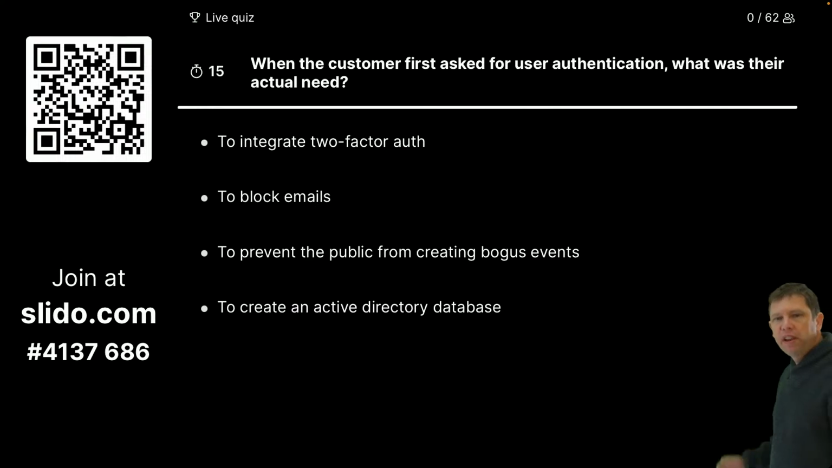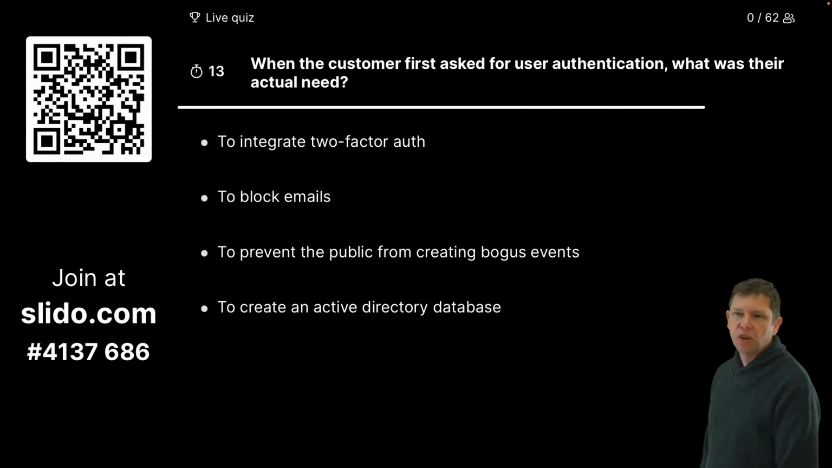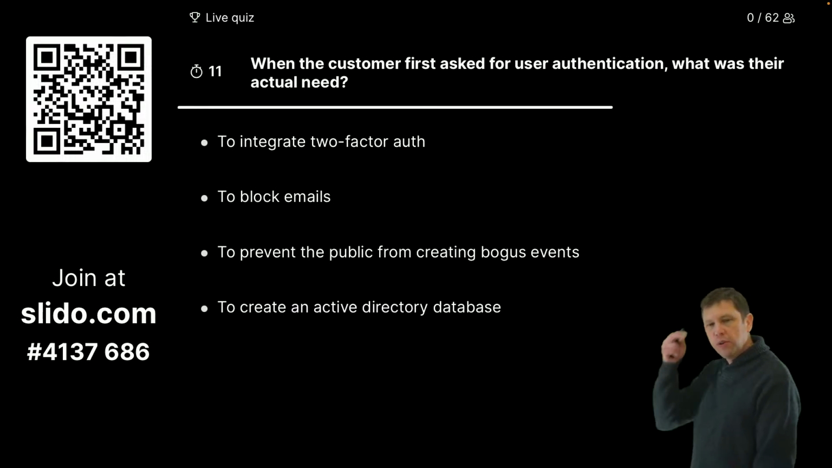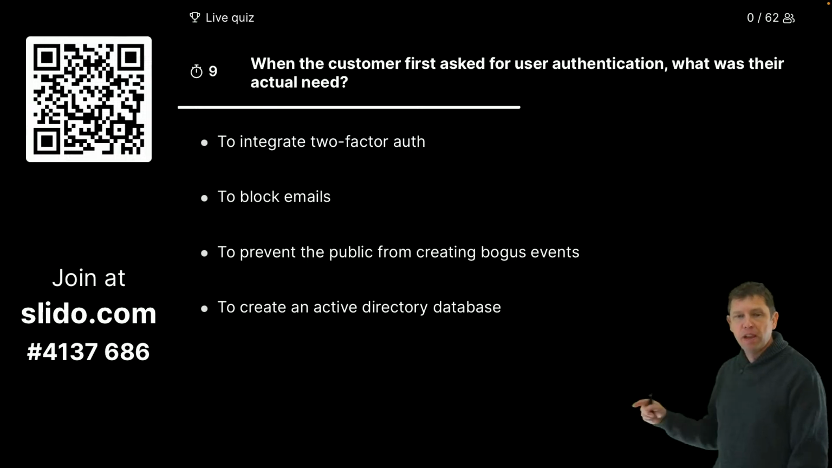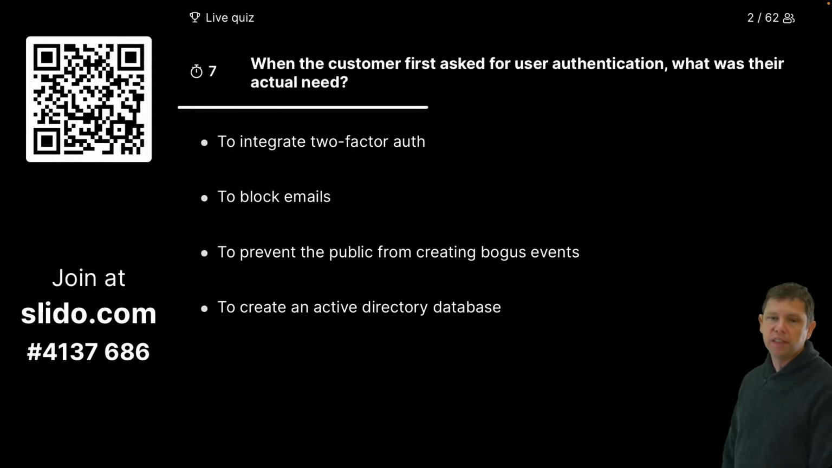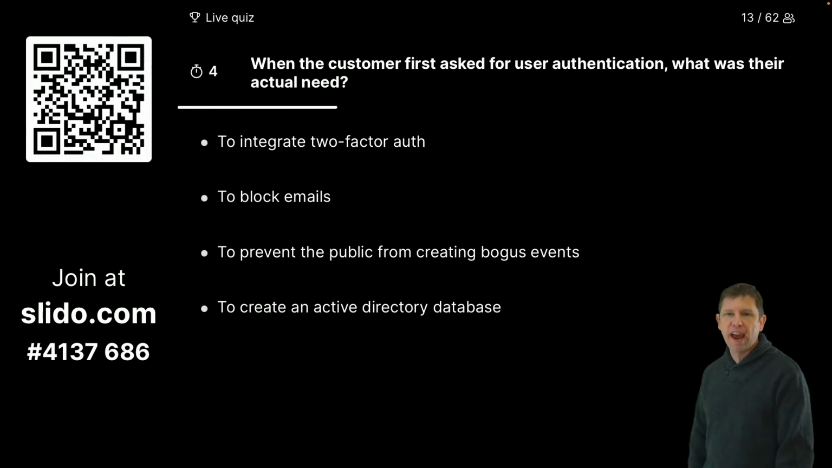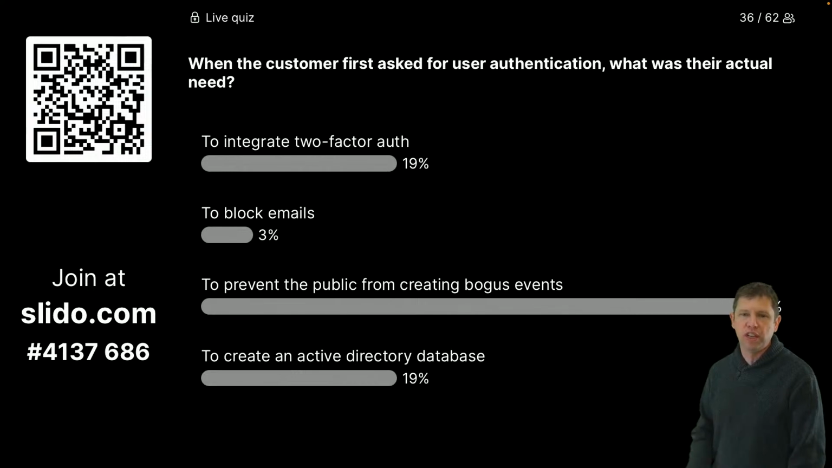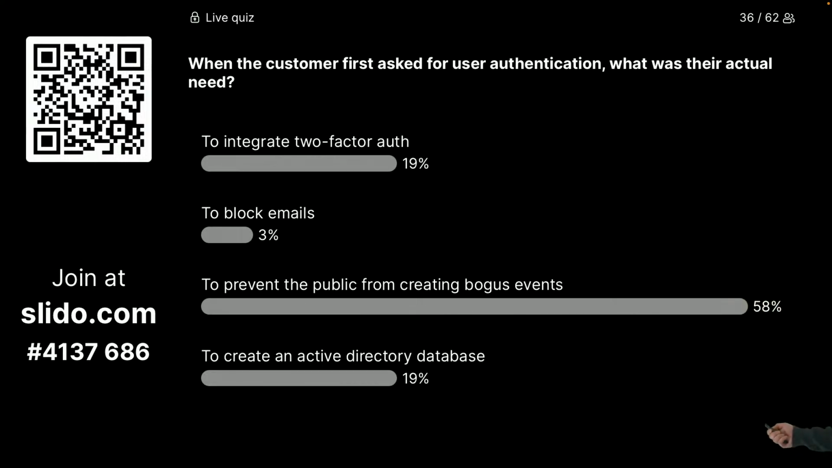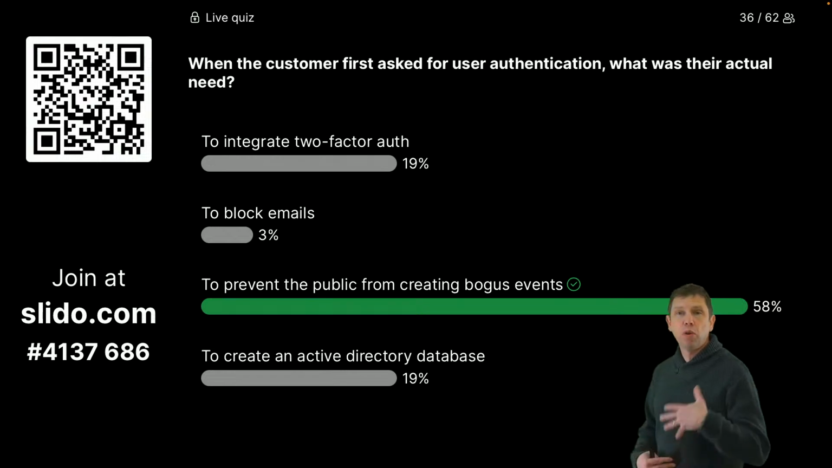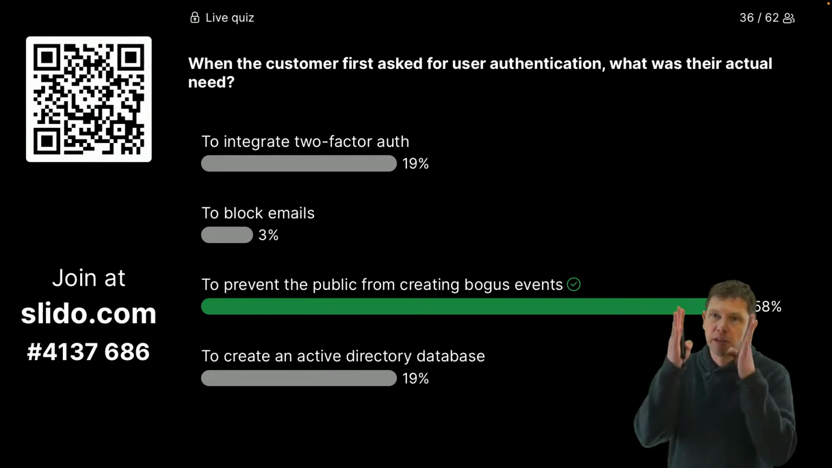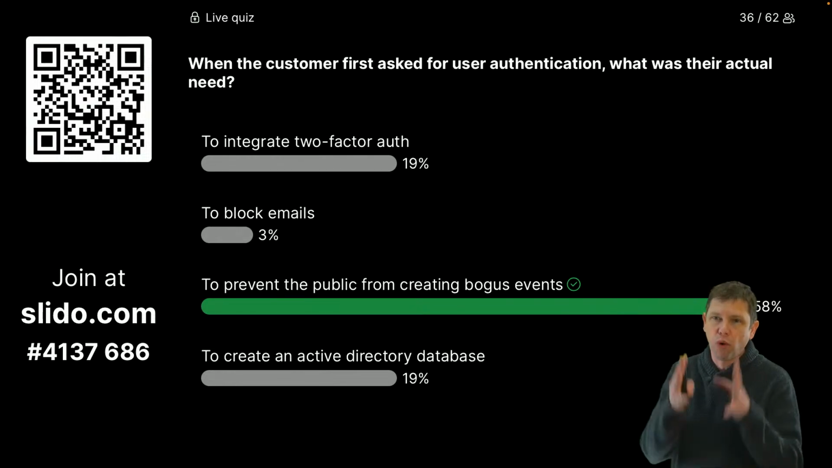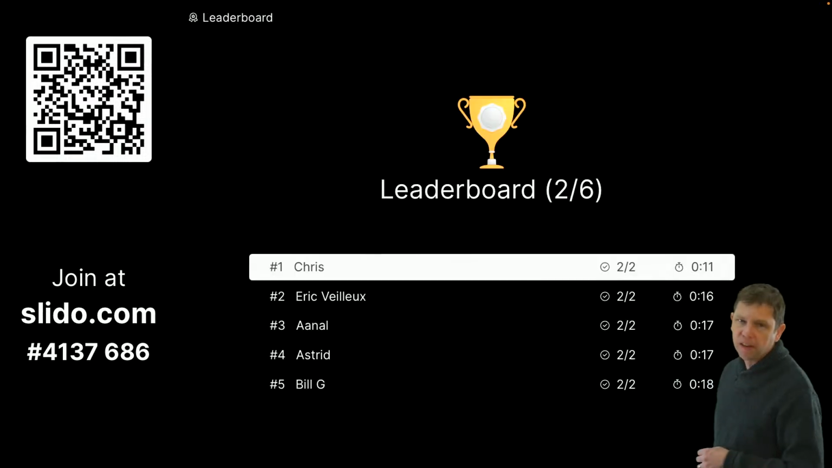Okay, next question. When the customer first asked for user authentication, what was their actual need? Was it to integrate 2-factor authentication, to block emails, to prevent the public from creating bogus events, or to create an Active Directory database? The customer is asking for user authentication, but when the developers talked to him, what did they decide was the real need at that point? And yes, it was to prevent the public from creating bogus events. The user authentication would do that, but the conversation was able to slice it down to what was actually needed right then as the highest priority.